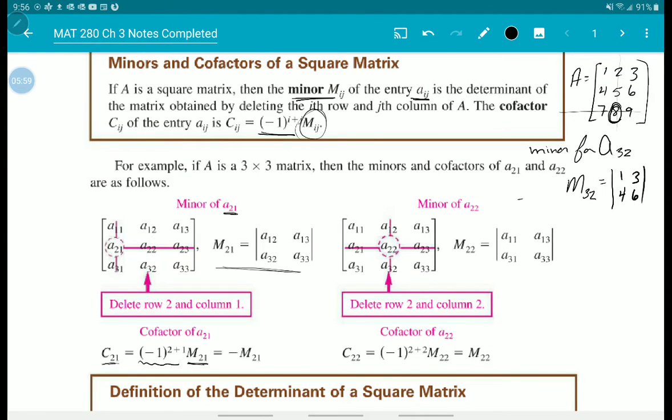If we go back to our example up here, let's say we want to find the cofactor for that A32. It's going to be negative 1 to the 3 plus 2 times that minor that we just found. So we're going to have negative 1 to the fifth, which is a negative 1. And just so you can see what it would look like when we write that out, we have the negative of the determinant of 1, 3, 4, 6. So then we could find that determinant and then find that value.